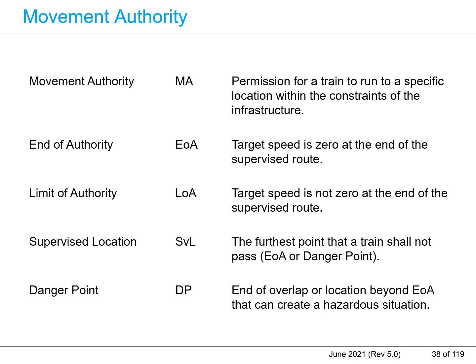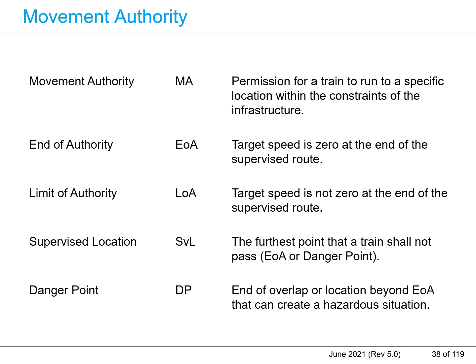These are the common terminologies for describing ETCS movement authority in this learning module. The Technical Specification of Interoperability, TSI, subset 023, defines the meaning of these terminologies. The movement authority, MA, means the permission for a train to run to a specific location, within the constraints of the infrastructure. The end of authority, EOA, means the target speed is 0 at the end of the supervised route. The limit of authority, LOA, means the target speed is not 0 at the end of the supervised route. LOA usually is the level 2 to level NTC transition location.